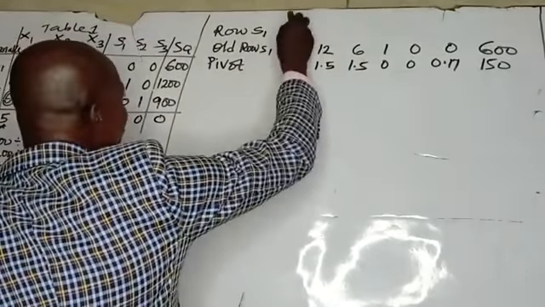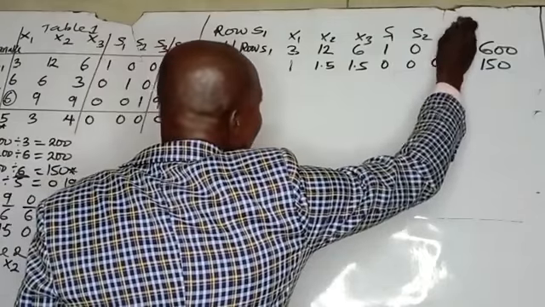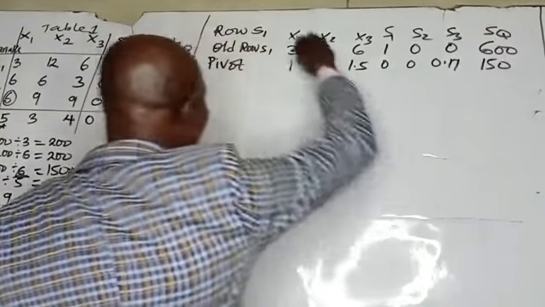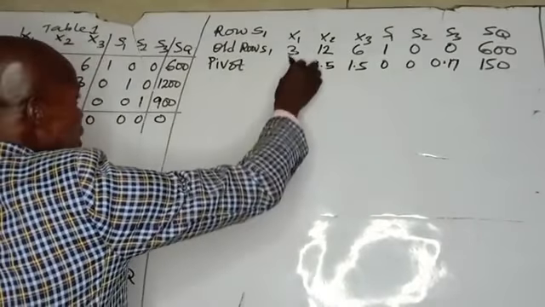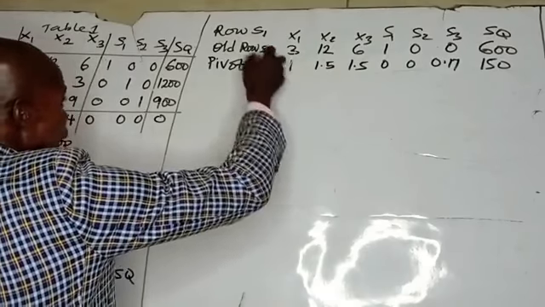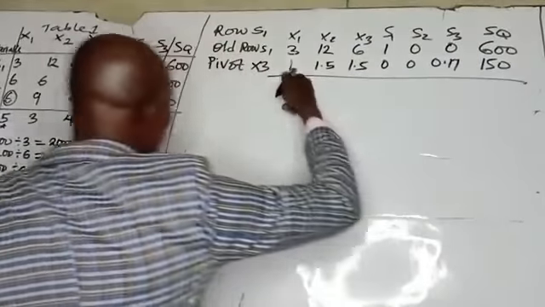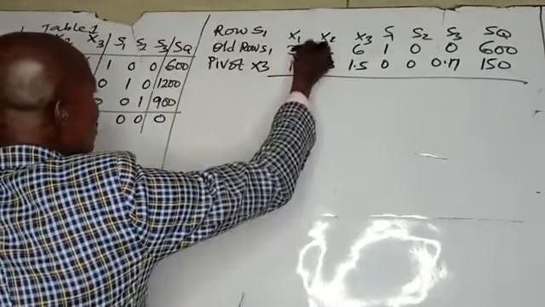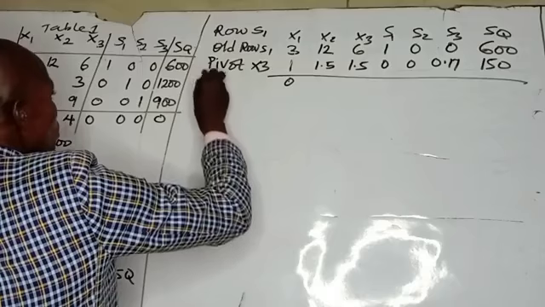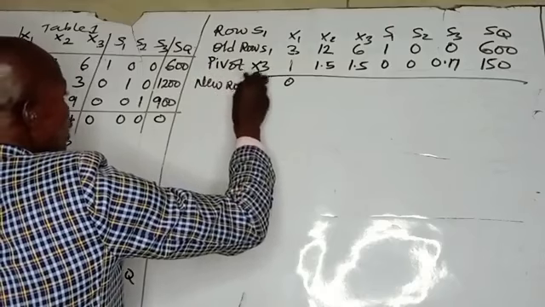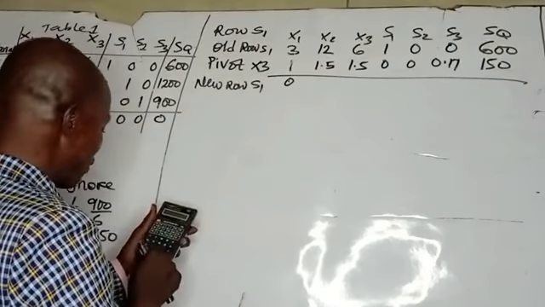You know, this is x1, x2, x3. This is s1, s2, s3, and this is solution quantity. Our target is to turn this to 0. If you have 3 minus 1, it will be 2, not equal to 0. For this to be 0, you must have 3 here as well. So you multiply this row all through by 3. 3 times 1 is 3. 3 minus 3 will be 0. So this is new row S1.